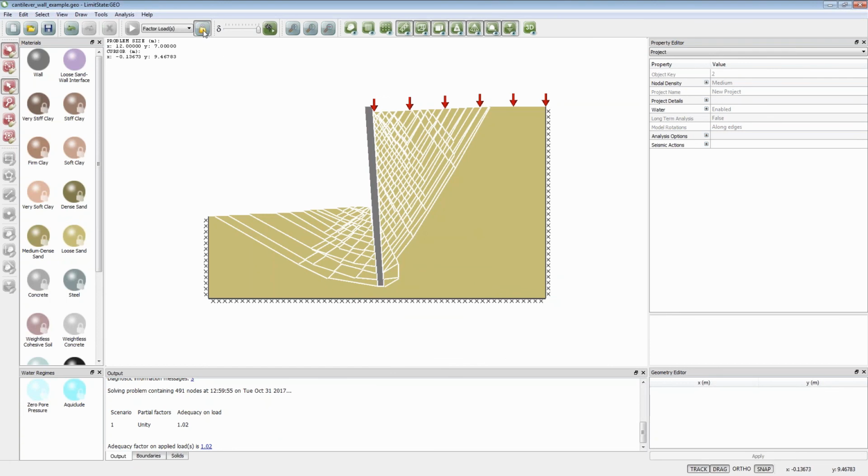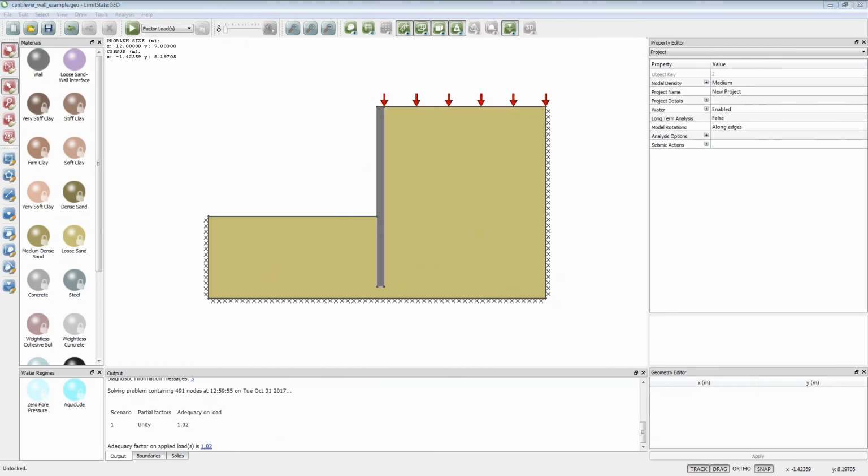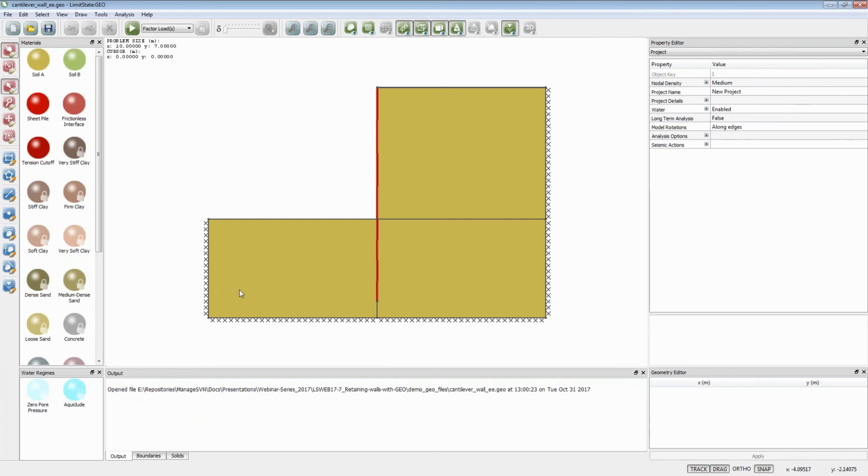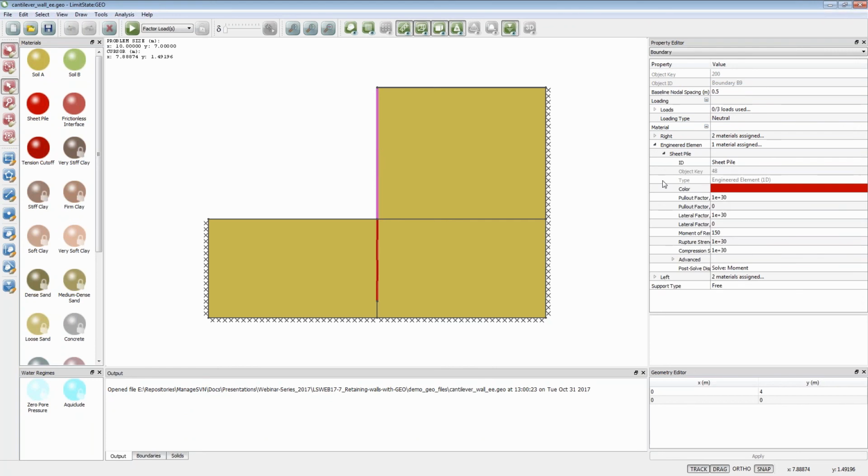So that's a cantilever wall that gives me the earth pressures. If I want to model bending in the wall, I need to use what's called an engineered element. So here I've got a cantilever wall model, and this time I'm employing on that boundary an engineered element, and it represents a sheet pile.